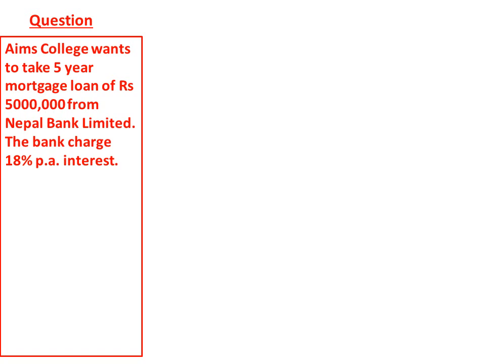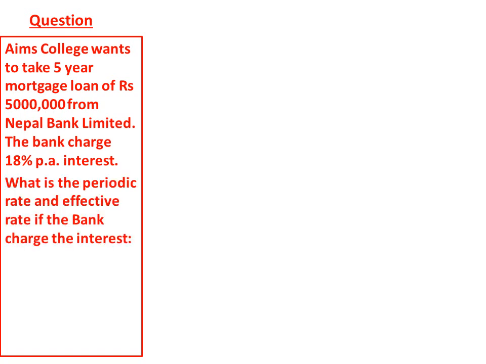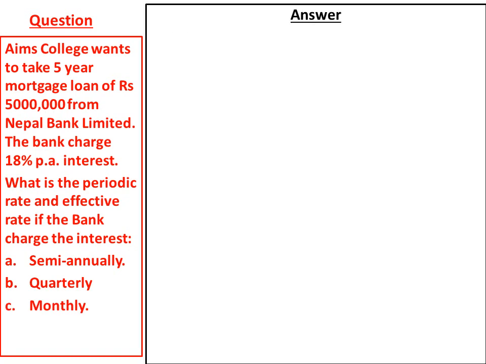Now have a look at the question. AIMS College wants to take a 5-year mortgage loan of rupees 5 million from Nepal Bank Limited. The bank charges 18% per annum interest. What is the periodic rate and effective rate if the bank charges the interest semi-annually, quarterly, and monthly?